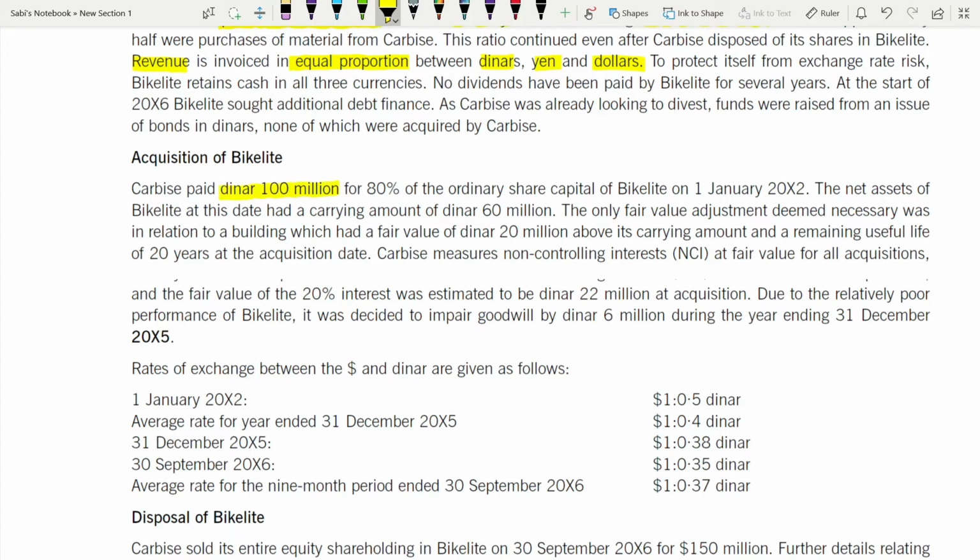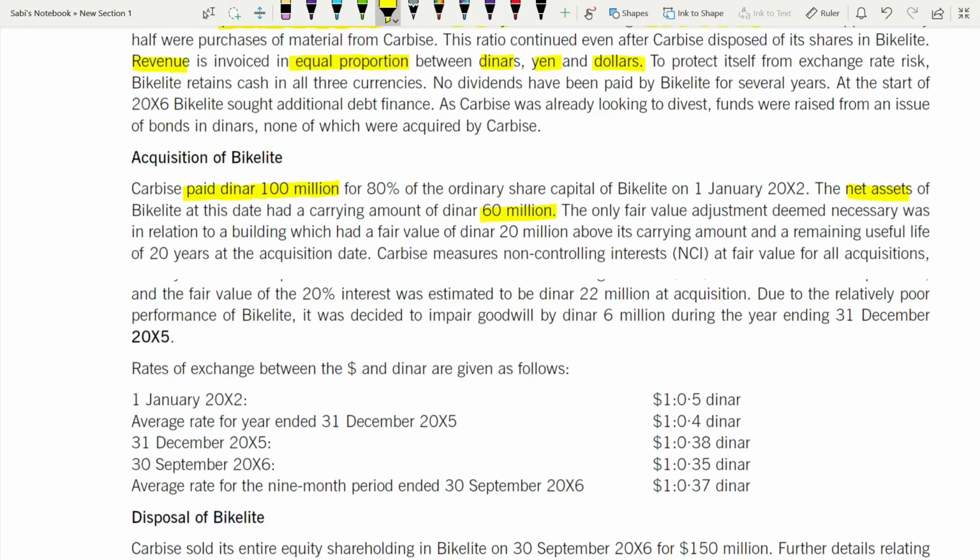Dinar 100 million, this is the consideration. The net assets of Bakelite at this date had a carrying amount of dinar 60 million. So net assets 60 million dinar. At this date, 1st of January 2002, the only fair value adjustment deemed necessary was in relation to a building which had a fair value of 20 million above its carrying value and a remaining useful life of 20 years at the acquisition date.